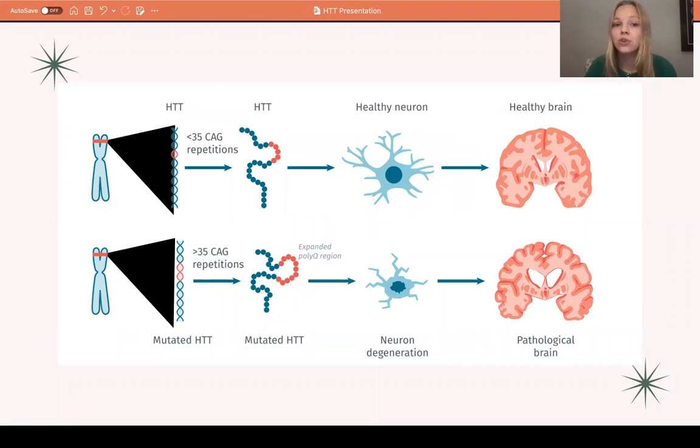So you have that normal HTT gene and then the healthy neuron in the healthy brain. Then you have the mutated HTT example, which is greater than 35 CAG repetitions, which results in the expanded polyQ region, which is the mutated HTT protein, and then the neuron degeneration in the pathological brain.